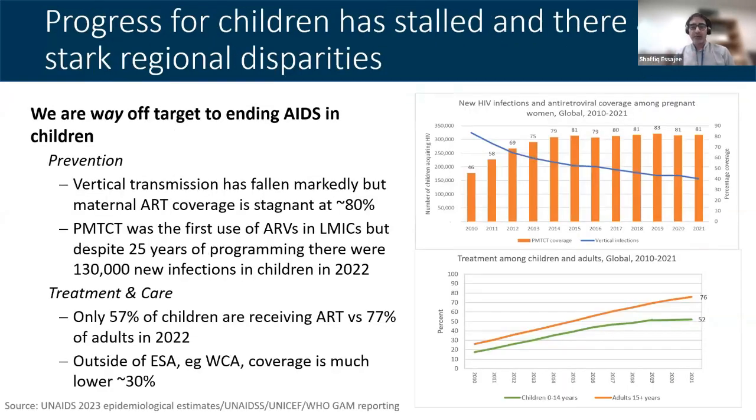Now, you've seen these two graphs on the right. We are way off target to end AIDS in children. Vertical transmission certainly has fallen, but as Nandita pointed out, we've stabilized at around 80% of antiretroviral treatment coverage amongst pregnant women. And Sharon, you reminded us that it was in PMTCT that we saw the very first use of antiretrovirals in low and middle income countries. And that was over 25 years ago. But despite all of these decades of programming and progress, we're still seeing 130,000 new infections in children occurring every year. A significant fall, but too many for us to really be complacent about that success.